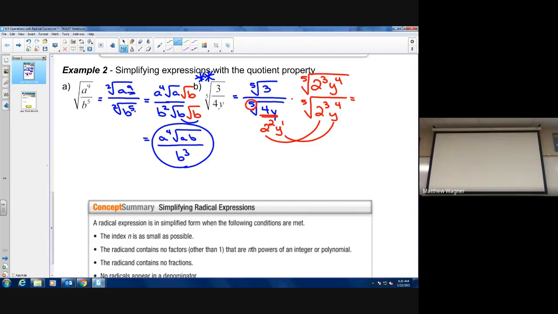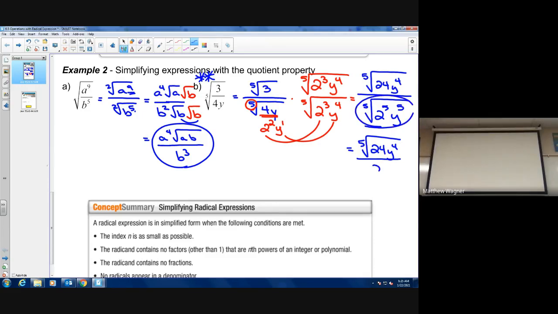At this stage, you can then see on the bottom, we have the 5th roots of 2 to the 5th, y to the 5th. Up top, we have the 5th roots of 3 times 8, which is 24, y to the 4th. And then we can simplify the bottom. What's the 5th root of 2 to the 5th and y to the 5th? Well, it's just 2 y.